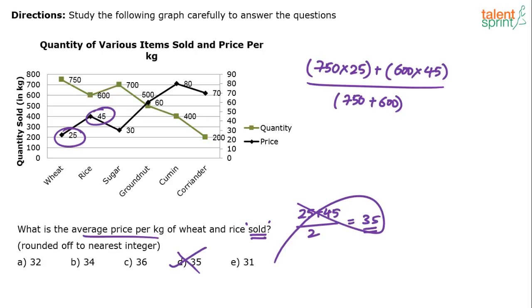So while all of you have done some calculation, it is wrong. I'm not sure if 35 is the right answer or not, but the method is wrong. I'm sure all of you have done 25 plus 45. This is not the case. You have to do 750 into 25. Total amount divided by total quantity. Total amount by total quantity will give you the average price per kg.